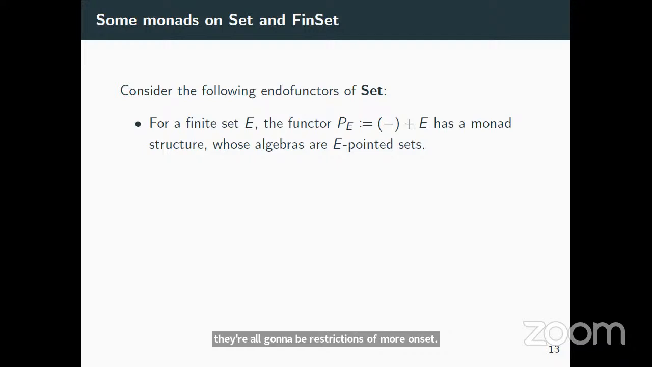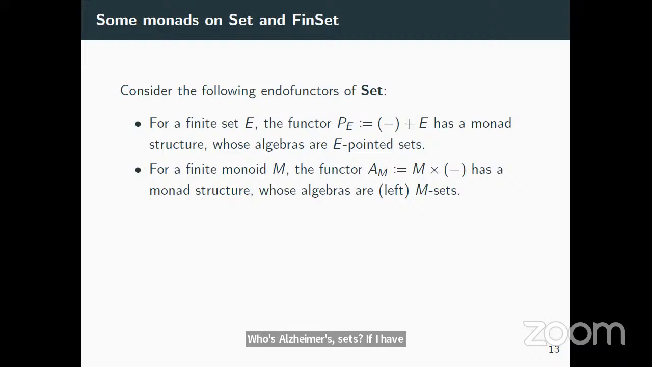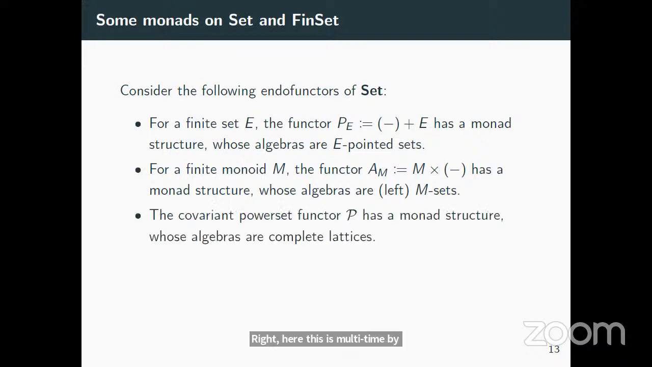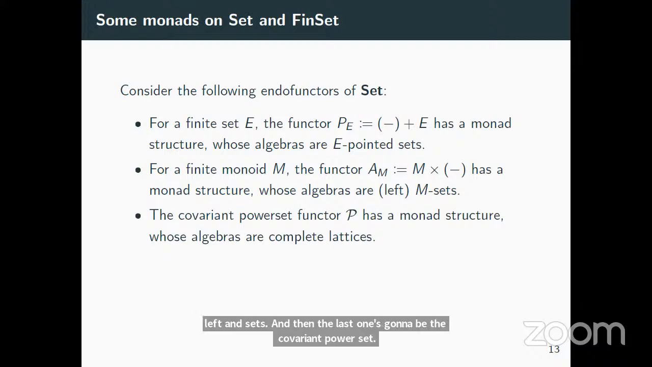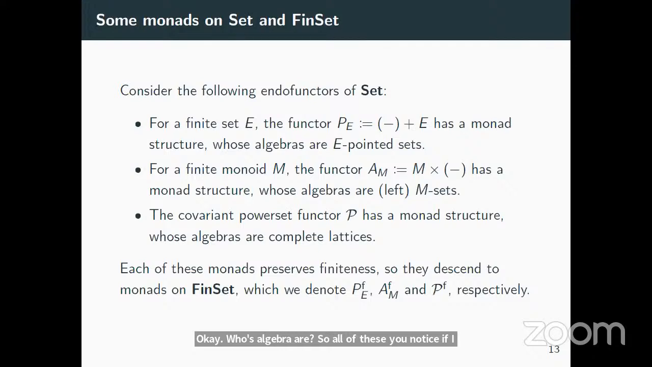This one is, if I have a finite set E, I can consider the plus E monad, whose algebras are pointed sets. If I have a finite monoid N, I can consider the writer monad here, which is multiplication by the monoid, whose algebras are left N-sets. And then the last one is going to be the covariant power set functor, whose algebras are complete lattices. So all of these, you'll notice, if I plug in a finite set, I get a finite set back. So they all restrict to monads on finite sets. And I'm just going to give those the same name, except having this decoration of the F.